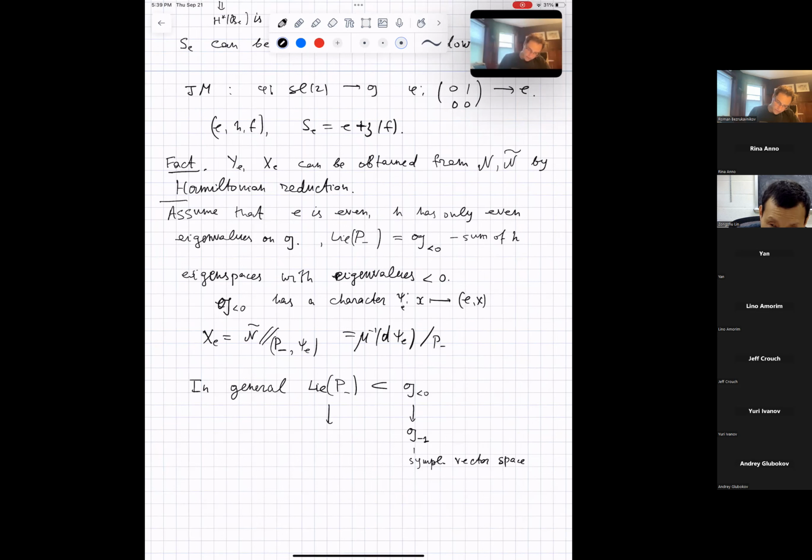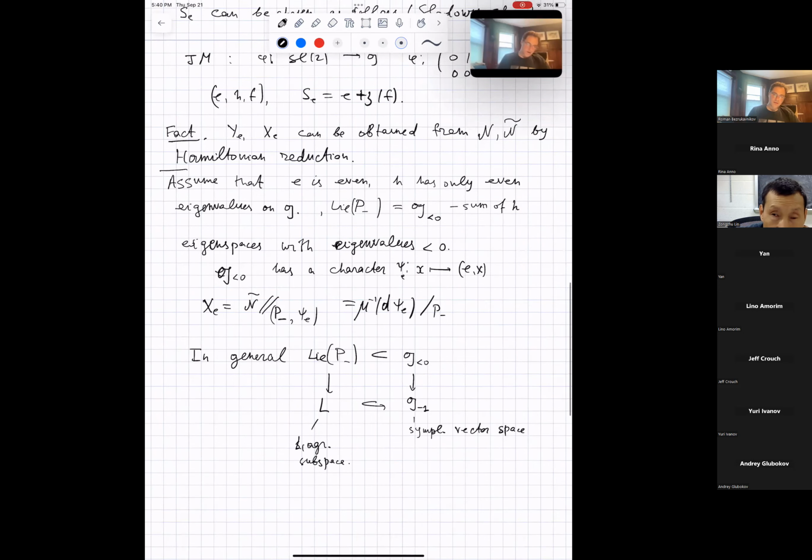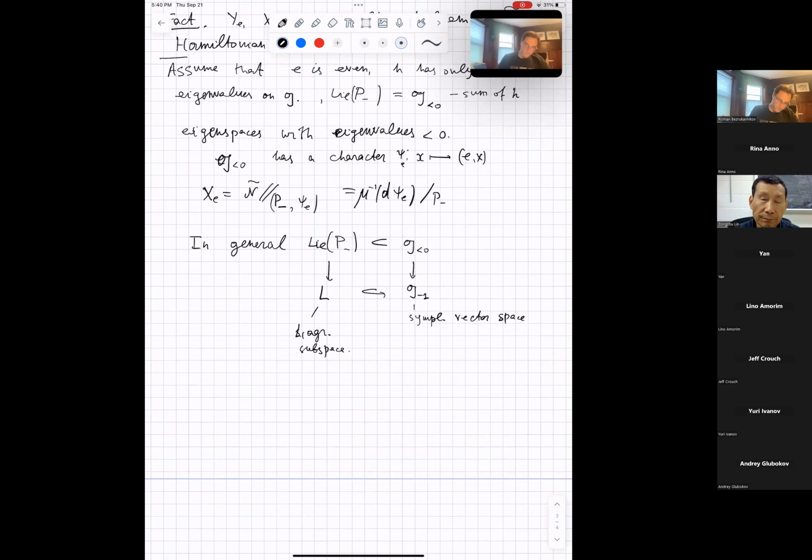So this is going to be to some Lagrangian subspace L, which has to be chosen arbitrarily, and so L is pre-inverse. Maybe this detail will not appear later, but this Hamiltonian reduction construction is important for many questions.